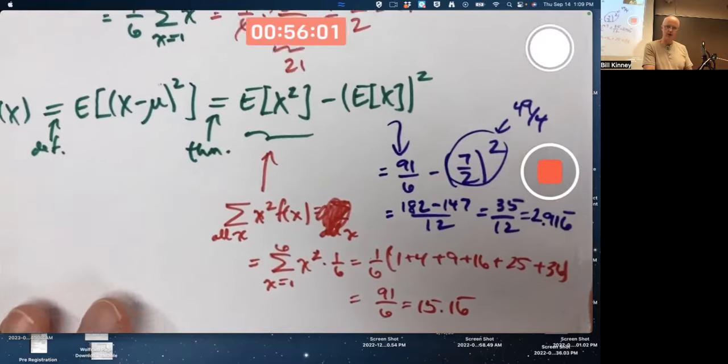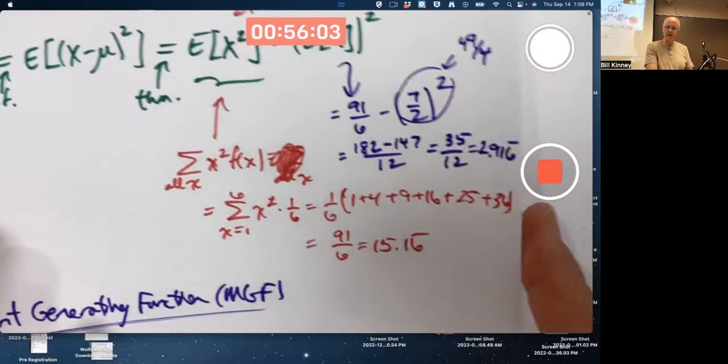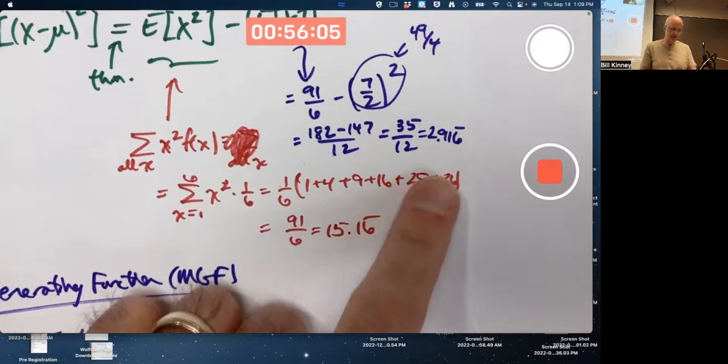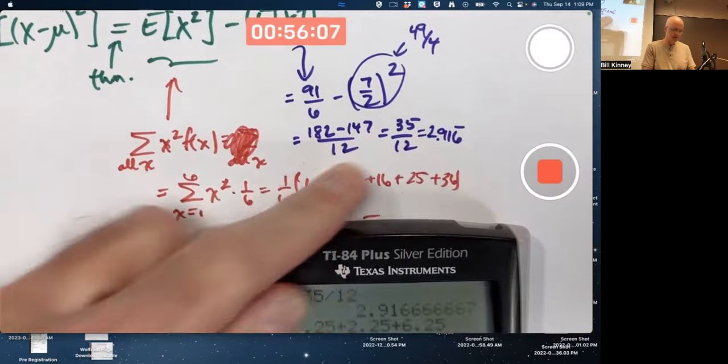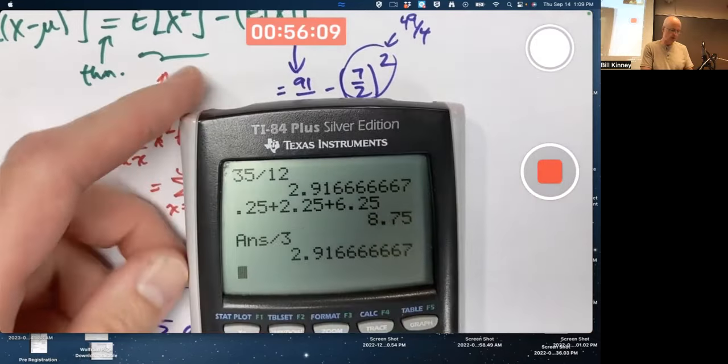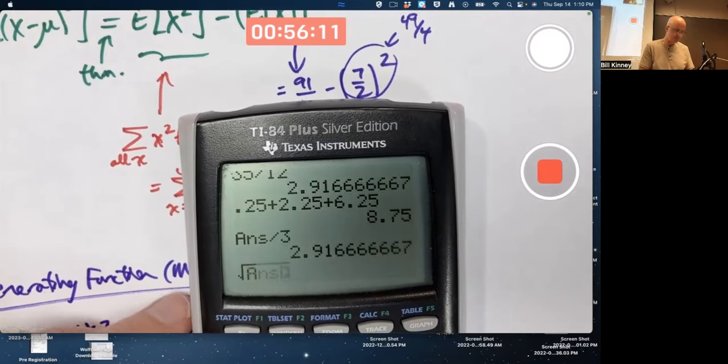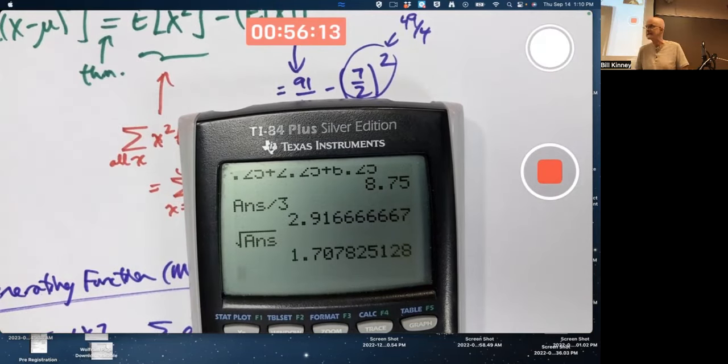What was the mean? The mean was 3.5. The variance was 2.916 repeating. Yes, the standard deviation is the square root of the variance, about 1.7.